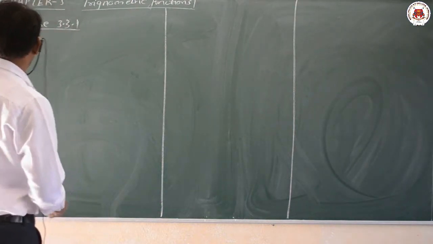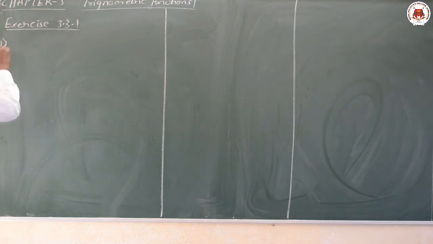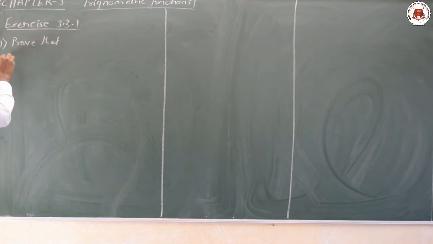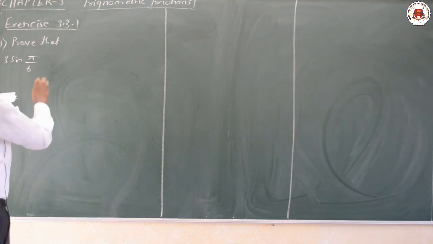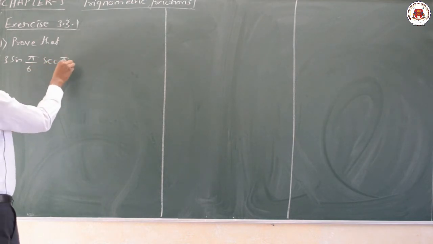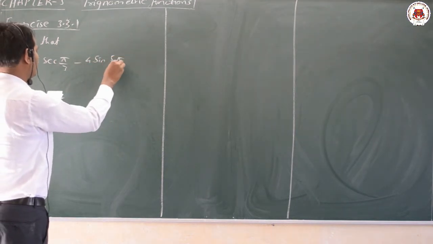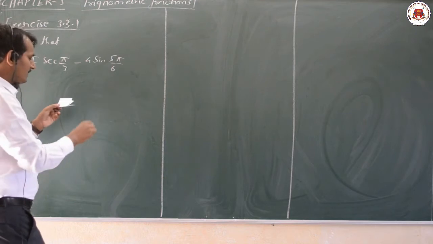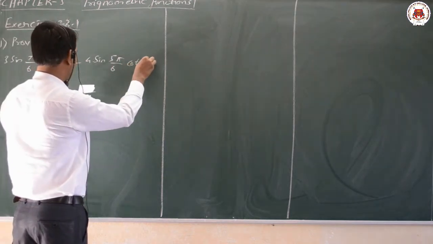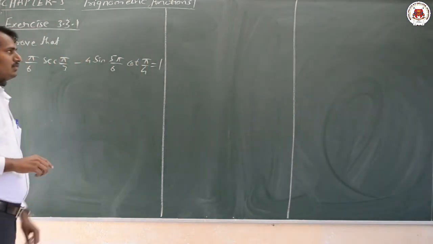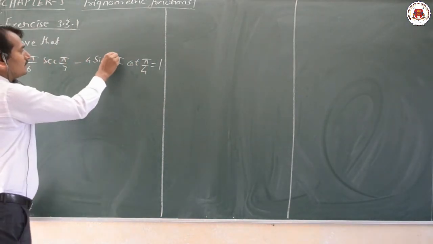Let us begin with the first problem here, the first exercise problem. The first problem is: prove that 3 sine of pi by 6 secant pi by 3 minus 4 sine 5 pi by 6 cot of pi by 4, the value is equal to 1. We require to prove the value is equal to 1.